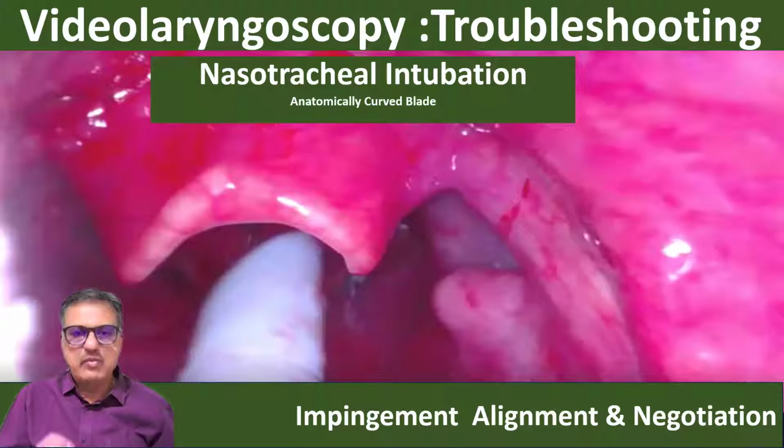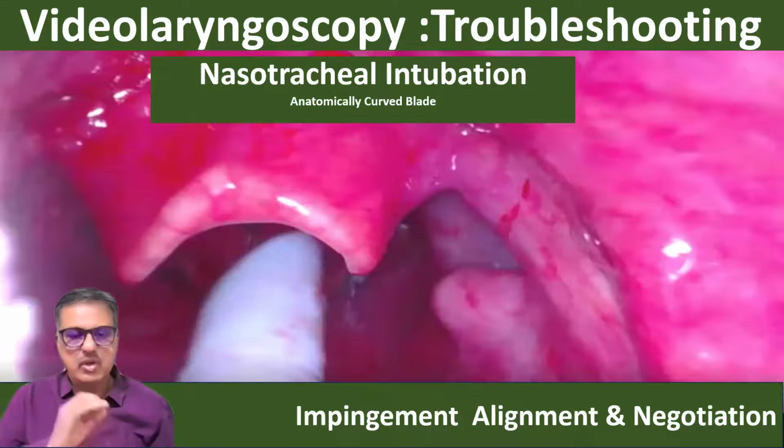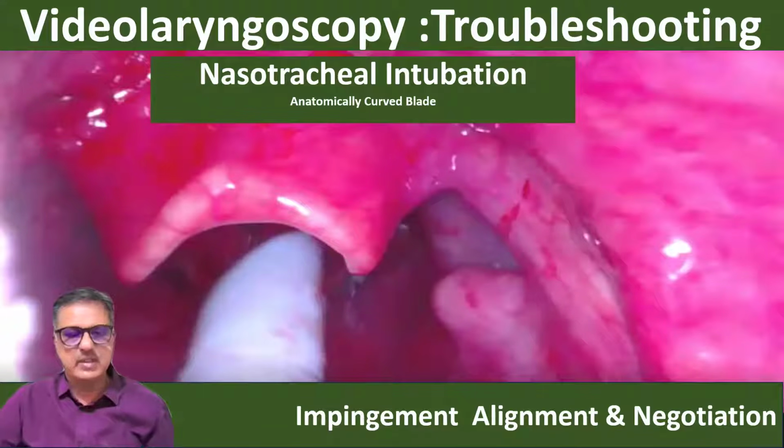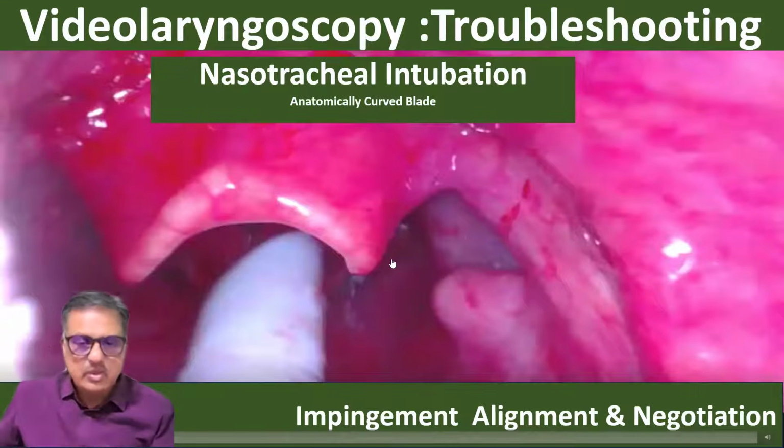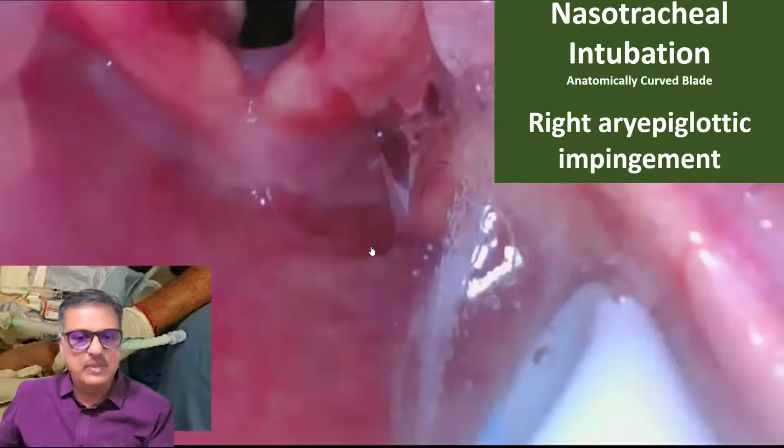Videolaryngoscopy troubleshooting for nasotracheal intubation, anatomically covered. Your tube is in the nose, but still you are not able to negotiate the tube inside the larynx because of laryngeal impingement, or the tube is sliding into the esophagus. How to overcome this impingement?